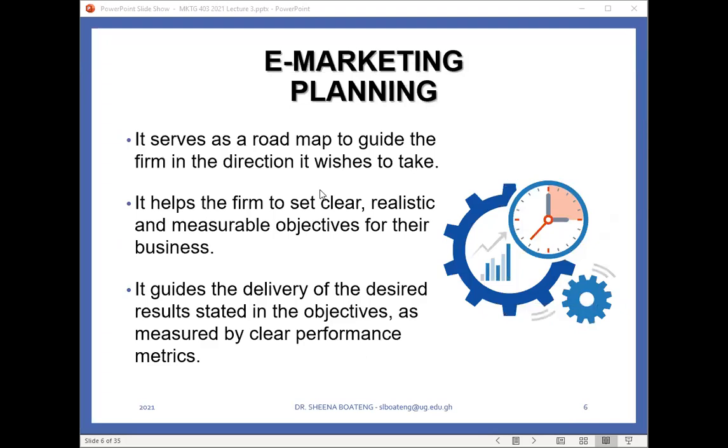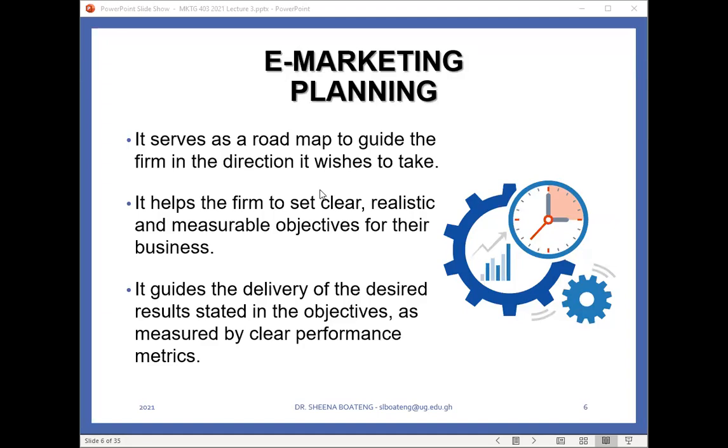So when we talk about e-marketing planning, we can say that it is a roadmap that guides the firm in the direction that it wishes to take. Because once you decide to take a direction as a firm, you need to understand what that direction is going to entail and how to successfully go within that direction.